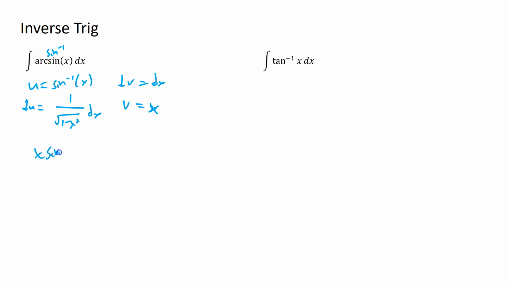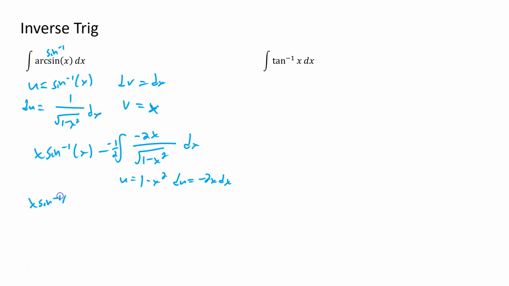Okay, so let's put the pieces together. uv, so we have x sine inverse x minus integral v du. That's going to be x over square root 1 minus x squared. This looks like something we can use u sub on. It looks like if we make u, and maybe it's better to use a different letter, but I'm going to use u anyway because it's u sub. So just forget about these u's up here. We have a new u now. So u is going to be 1 minus x squared. Then du is negative 2x dx. So I'm going to put a negative 2 up top to make this work out, and then I have to put a negative 1/2 in the front to cancel it out. So we now have x sine inverse x plus 1/2 integral.